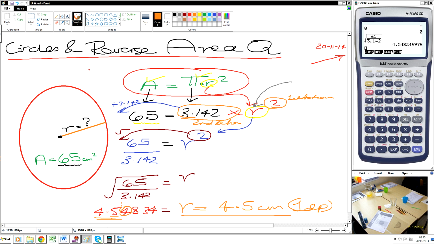Okay, folks, I hope this helps you. This is one simple example of how we reverse an area question to work out the radius after we've already been given the area.